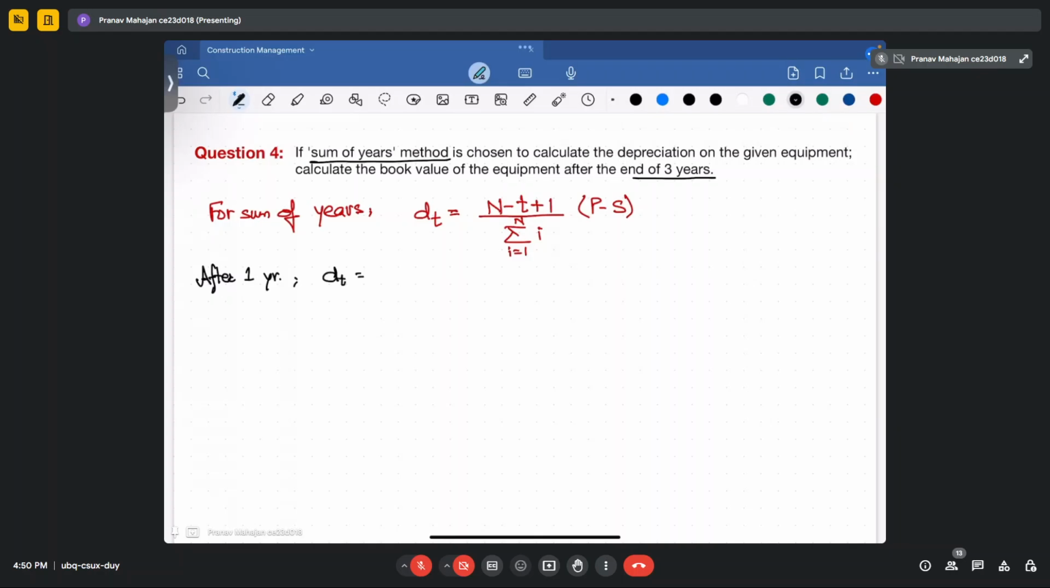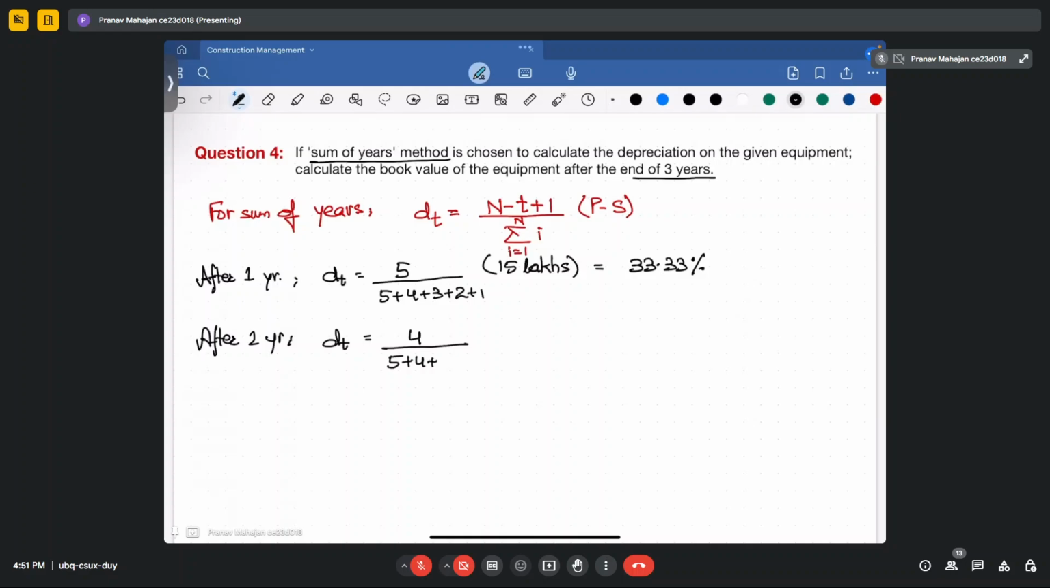your Dt will be equal to, first, the total number of years, which is 5. Then you divide it by the sum of the years, that is 5 plus 4 plus 3 plus 2 plus 1, and multiply by P minus S, that is 15 lakhs. This amount will become equal to 33.33%. After the second year, your Dt will be equal to 4 upon 5 plus 4 plus 3 plus 2 plus 1 of 15 lakhs. What will that become? It will become 26.67%.